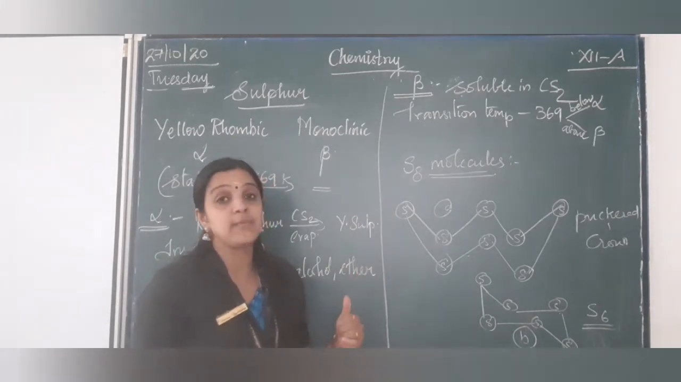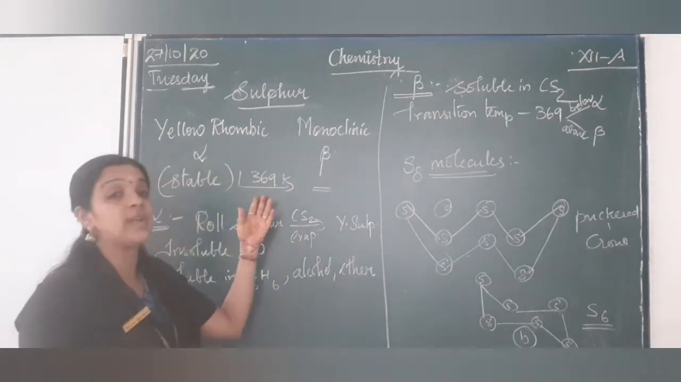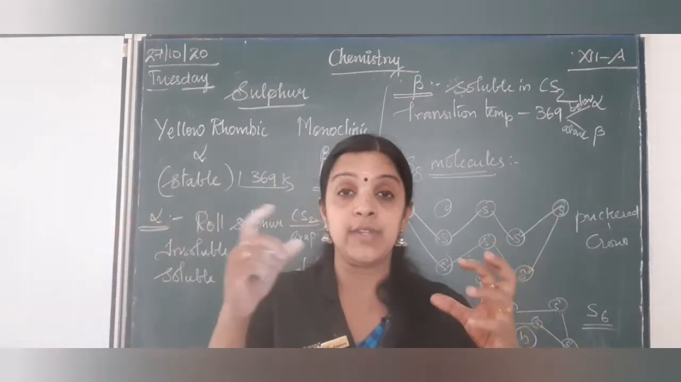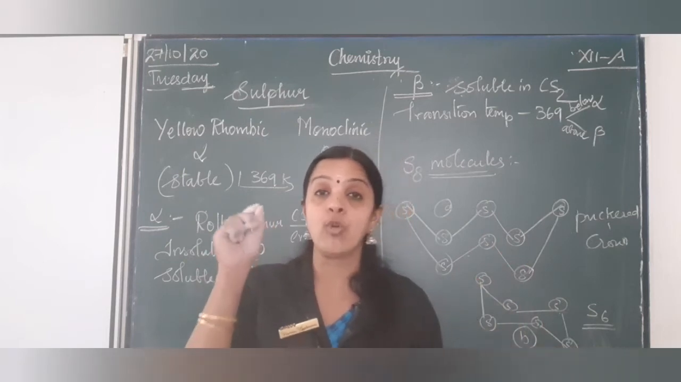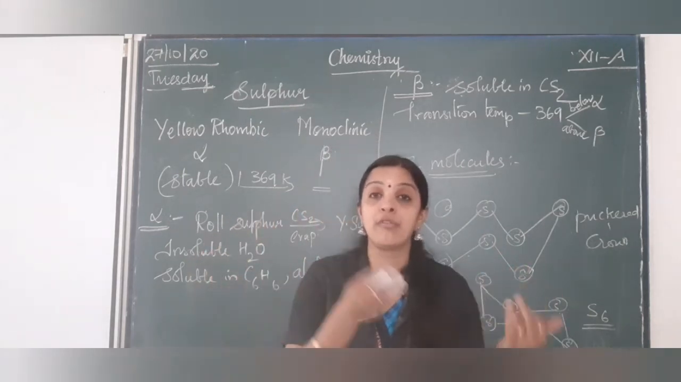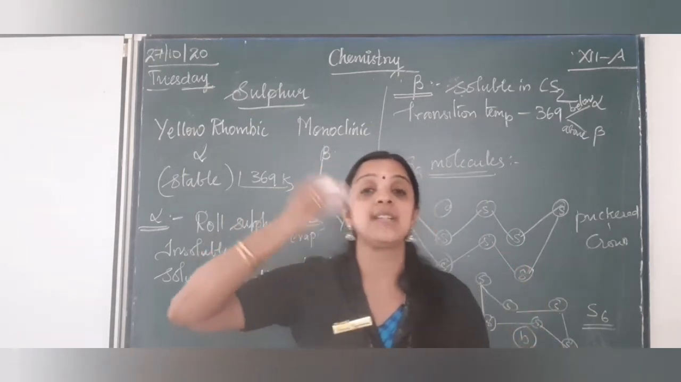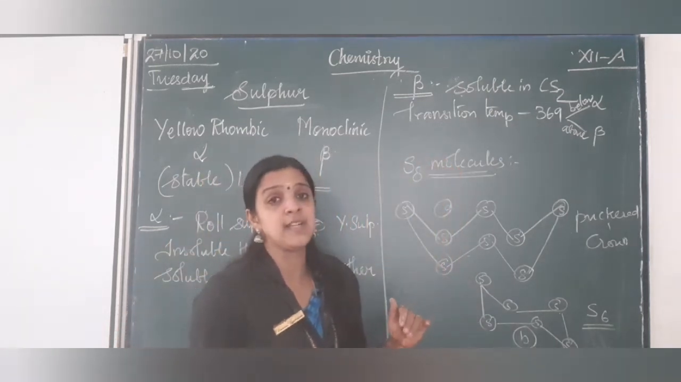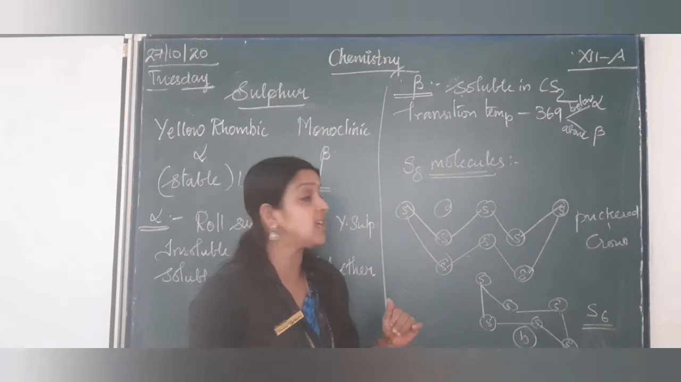And how to prepare this beta sulfur? We know alpha sulfur, when it is heated or melted above 369 Kelvin, is in the form of a crust, and when holes are made in the crust and you pour out the liquid, you will get needle-shaped molecules which are called beta sulfur, or we also call it monoclinic sulfur.